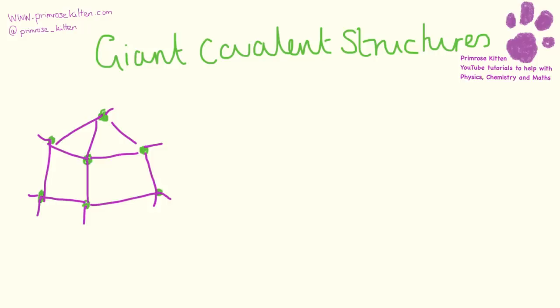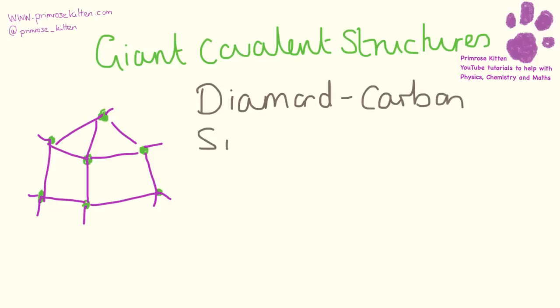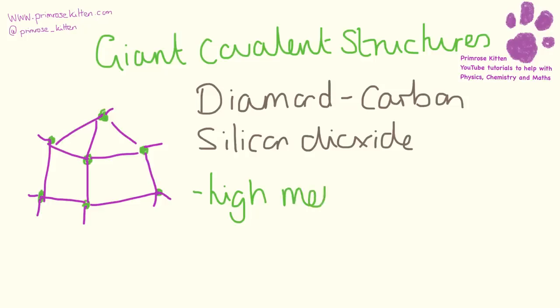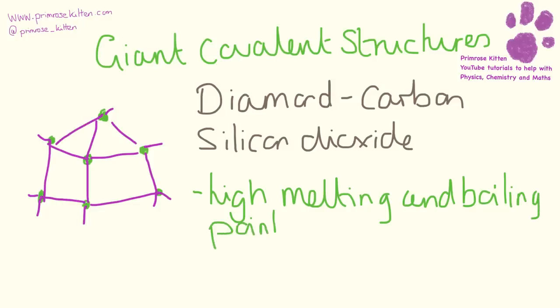When we're talking about giant covalent structures, the examples the exam board gives are diamond, which is made of carbon, and silicon dioxide. Now you need to know the properties of these, and the properties are that they have high melting and boiling points. And they do not conduct electricity.